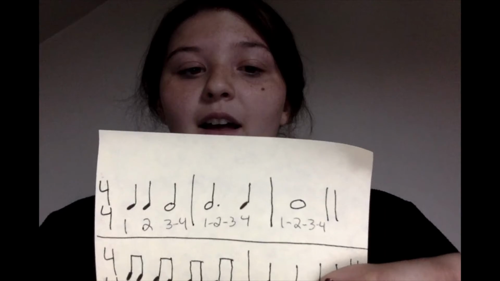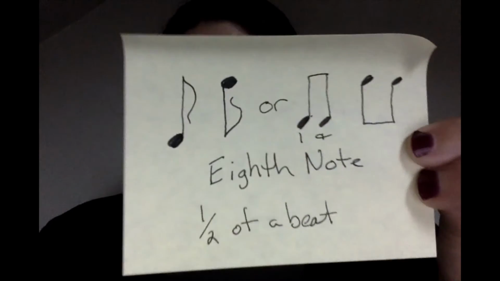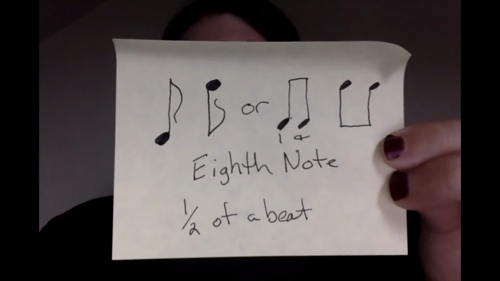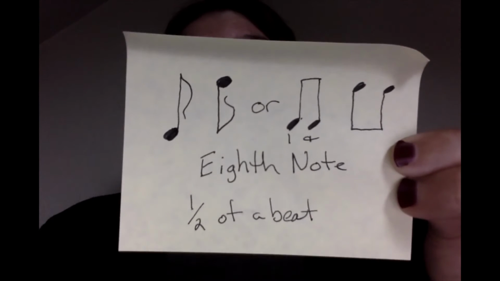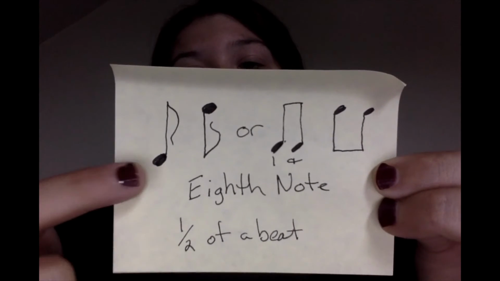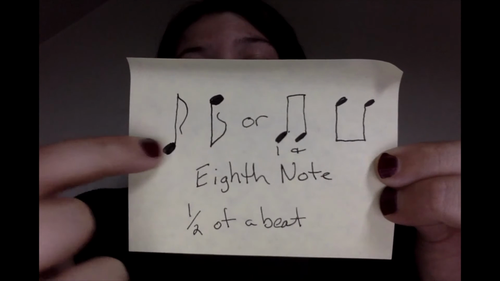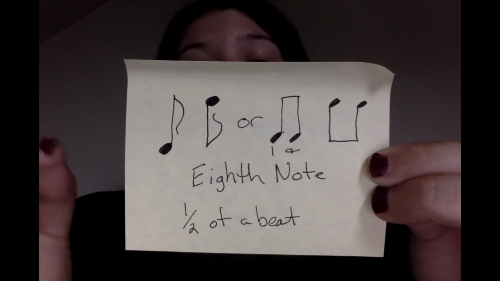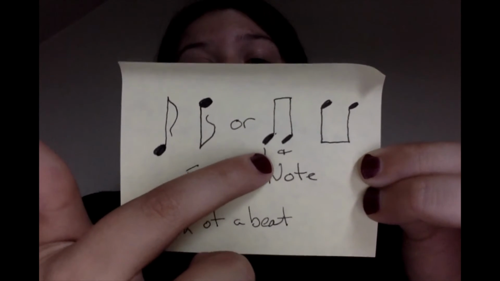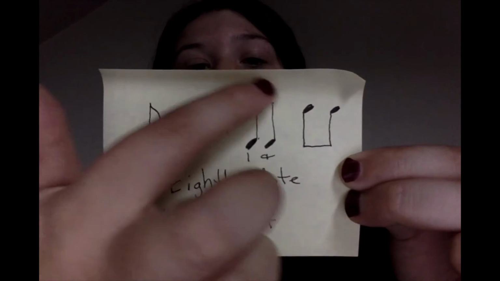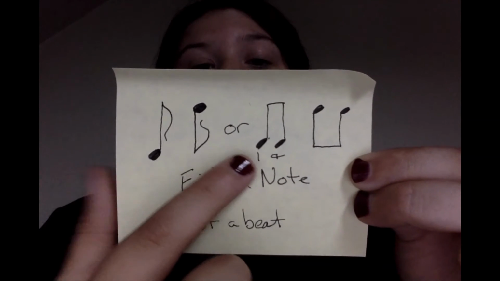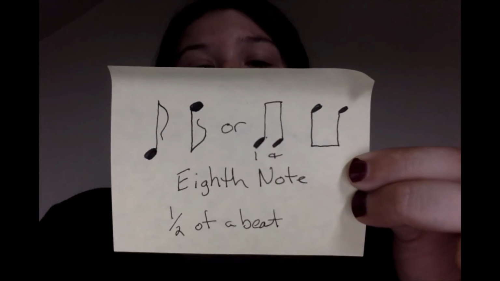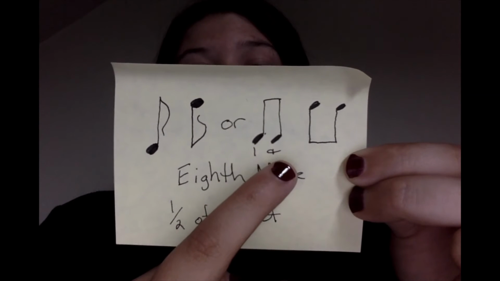All right, so our last type of note that we are going to learn is the eighth note. This is confusing. It looks like this. When it's alone, that is an eighth note. You will sometimes, or typically, see eighth notes joined together. We call that beamed together. How you count this is "one and."